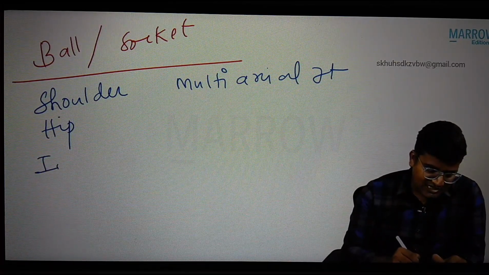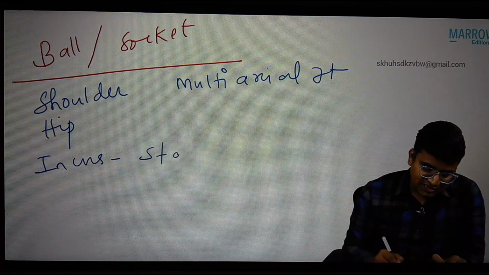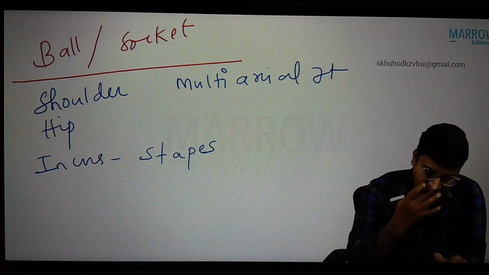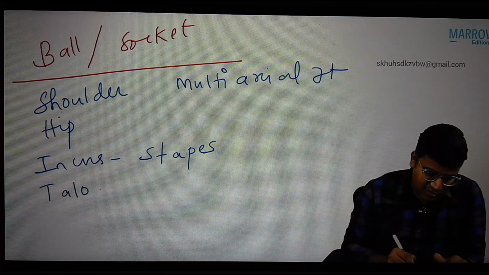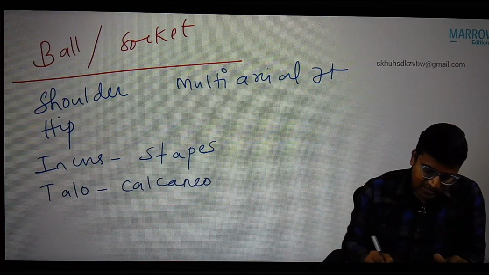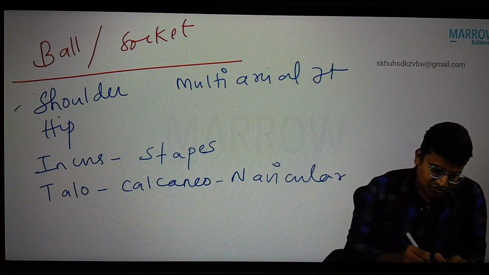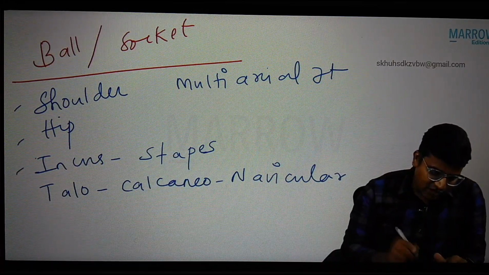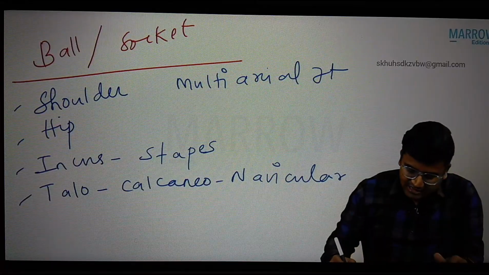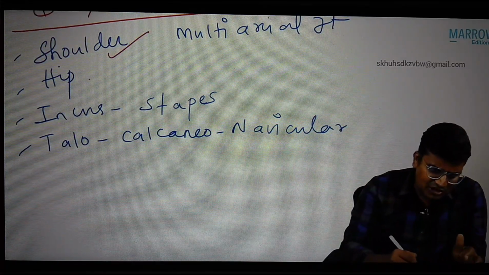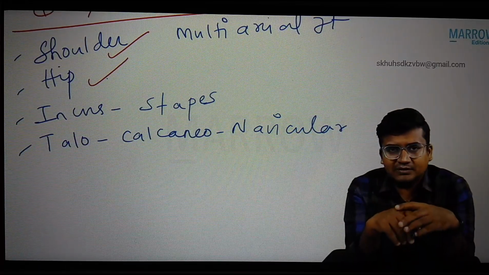The joint between incus and stapes. And next one, the talocalcaneo-navicular joint. So shoulder joint, hip joint, the joint between incus and stapes, and the joint between the talus, calcaneum and navicular. See, everybody knows shoulder joint and hip joint are ball and socket.